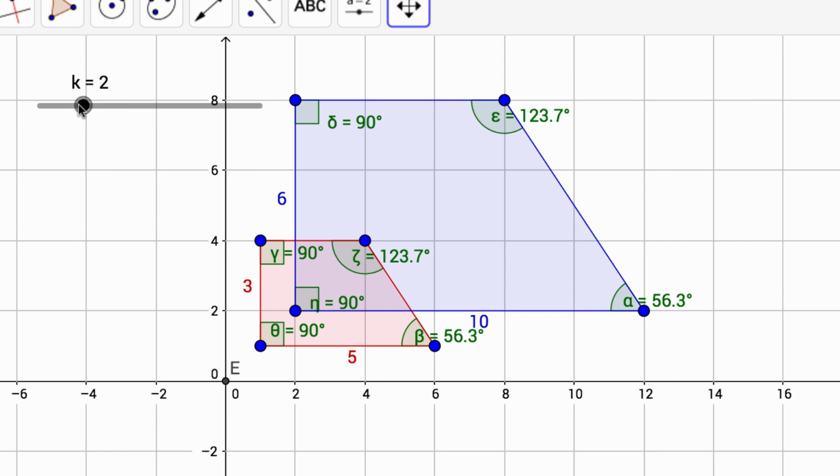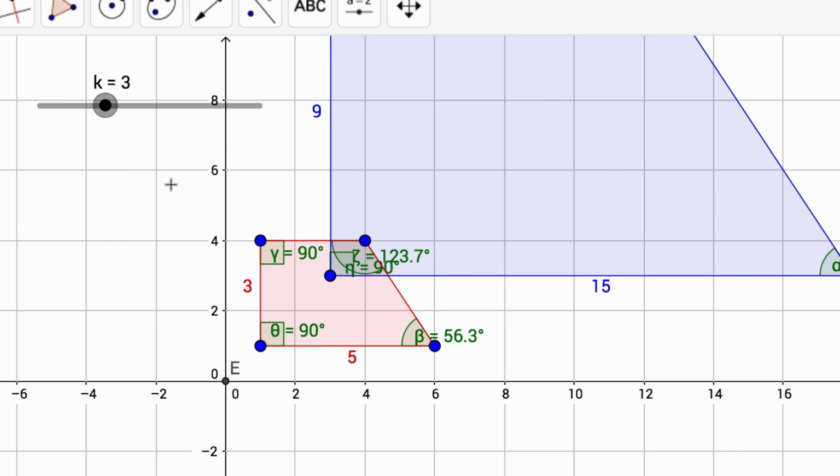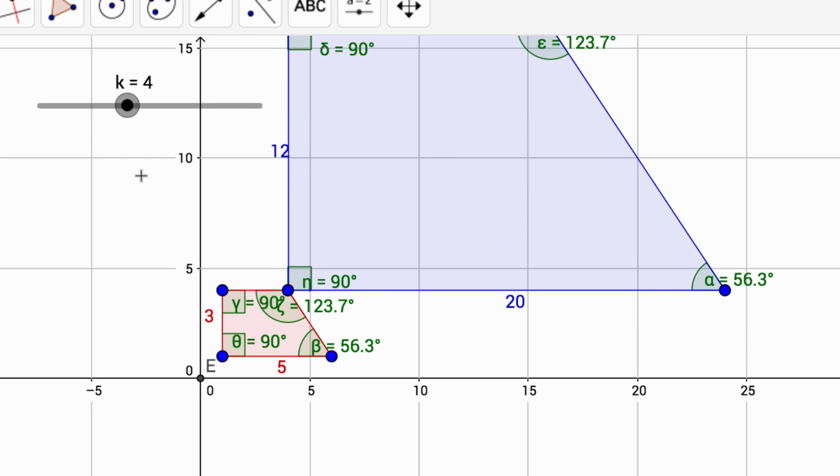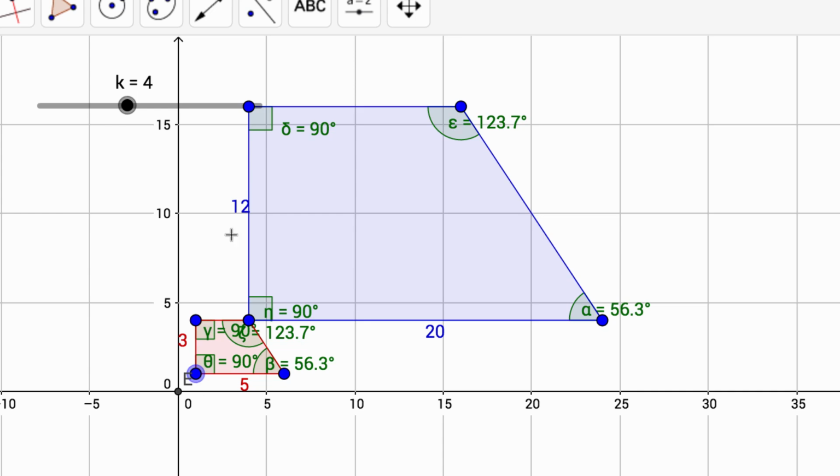Looking at the side lengths, let me increase the scale factor to 3. Look, this is 3, now it became 9. This is 5, its corresponding side is 15. You can see where we're going with this. If the scale factor is 4, 3 became 12, 5 became 20. So I can multiply by 4 to get the new side length, or go backwards: 12 divided by 3 gives me 4, 20 divided by 5 gives me 4 as well. So these dilations produced similar figures.